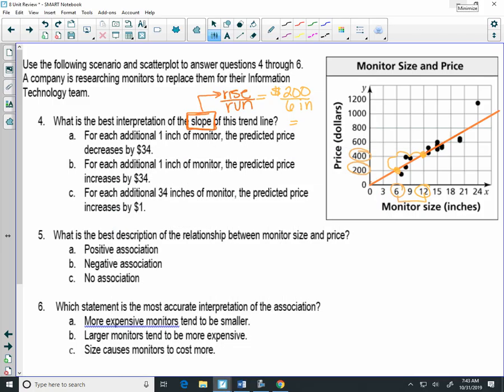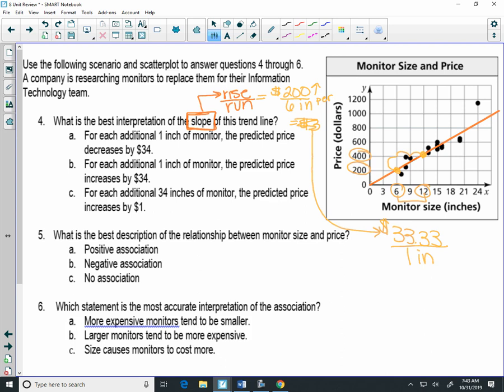So here we're going up $200 every time per 6 inches. And we said that reduces to 33.33. I'll write that down here. 33.33 per 1 inch of monitor. So let's read through and see which one's best.